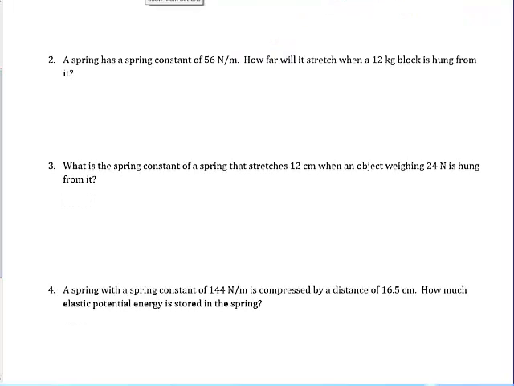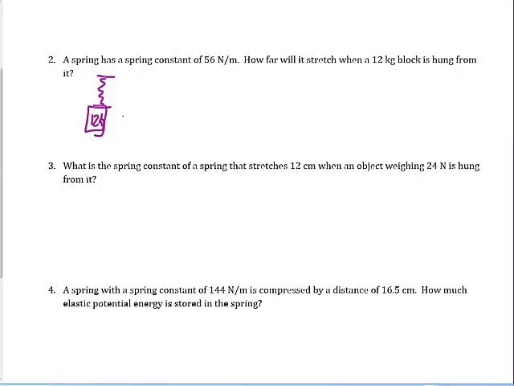Alright, number 2 says, a spring has a constant of 56 newtons per meter. How far will it stretch when a 12 kilogram block is hung from it? So, you know me, I like pictures. I always start with one. So here's my block right here. It's got a mass of 12 kilograms. 12 kilograms is going to be fairly heavy. That's about 30-ish pounds, right?